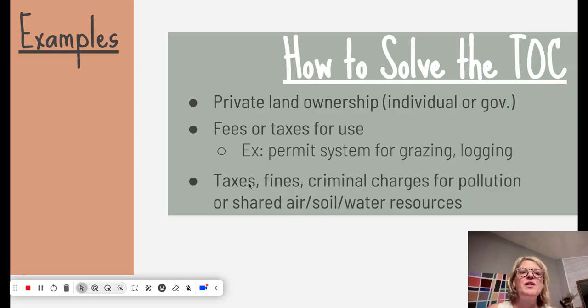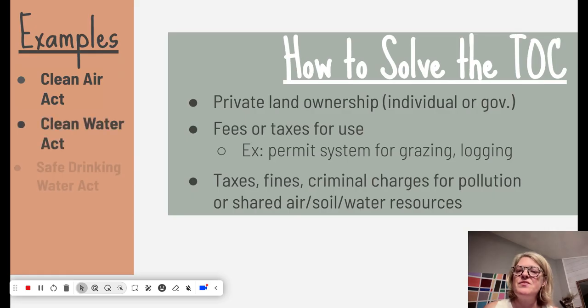of the commons. Another thing that can be done is taxes, fines, and even criminal charges can be imposed for those that are breaking regulations. We can actually create regulations in the first place as well to limit the amount of pollution that's going into our shared resources. So creating those regulations at the government level, whether that be local or federal, and then imposing taxes, fines, and then even going so far as to impose criminal charges on those that violate those regulations.